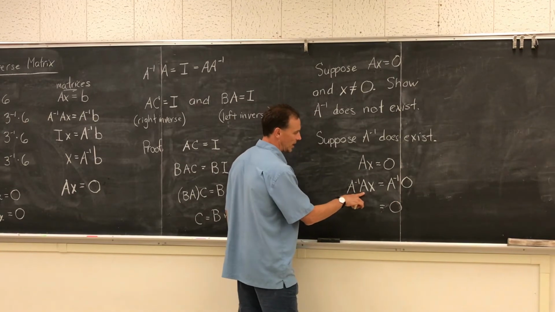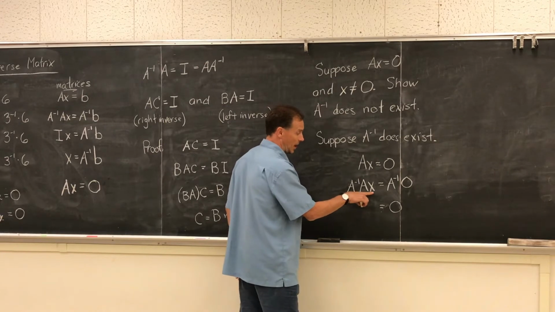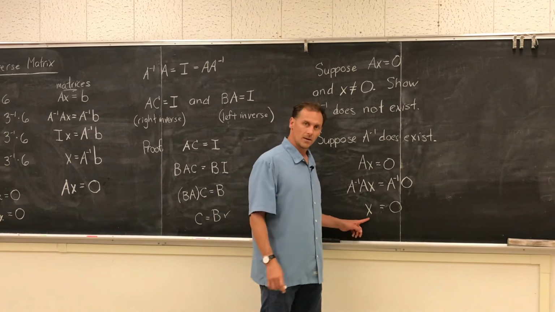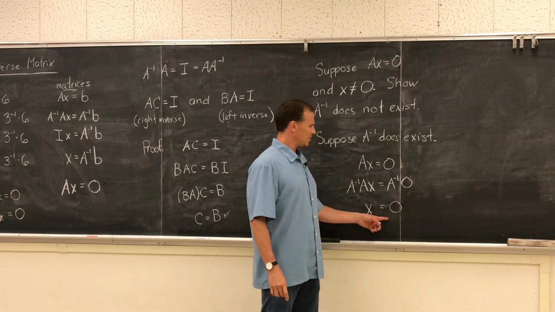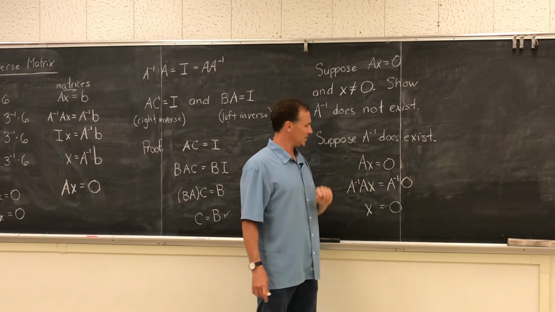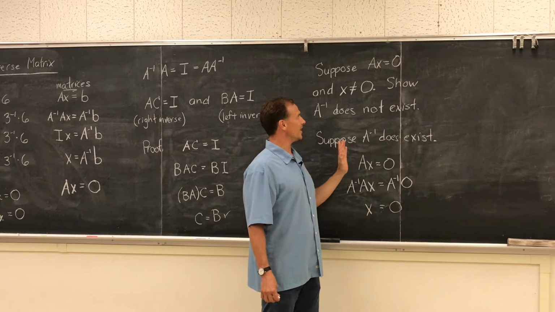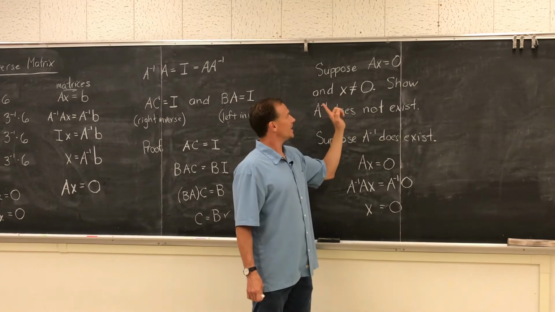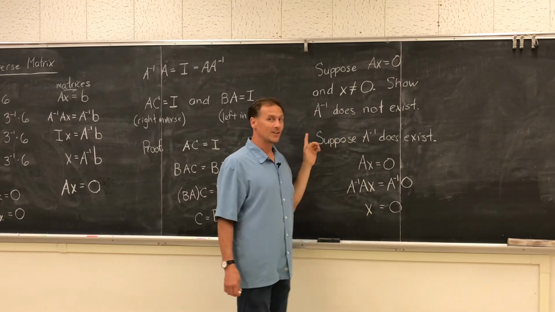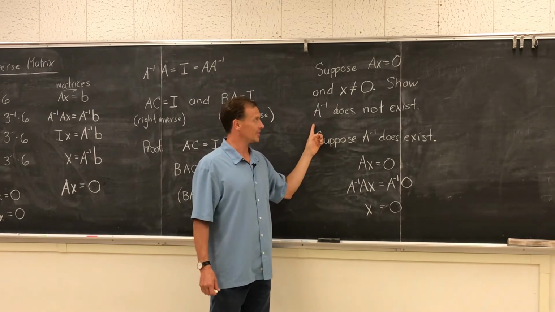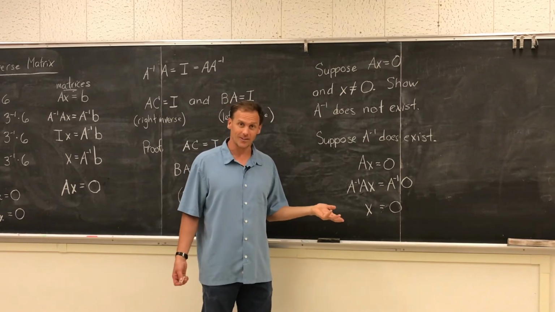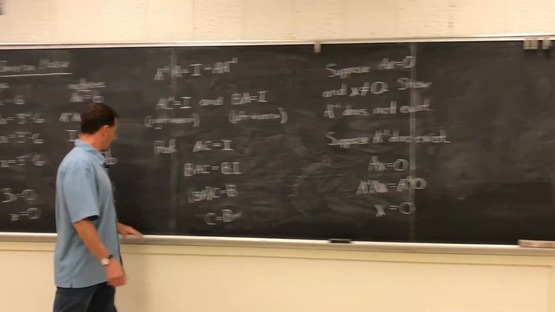A inverse times A, that's just I, or just I times X, that's just X. Well, what do we get? We have X is 0. But wait a minute, X is what? Not 0. This is important. What it tells us is that if X is not 0, then that matrix will not have an inverse. And it also tells us the opposite, that if we have an inverse, then we also know this.